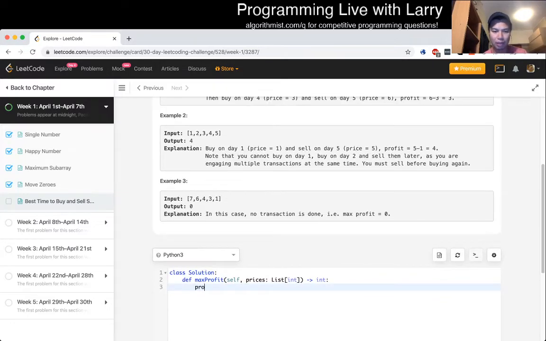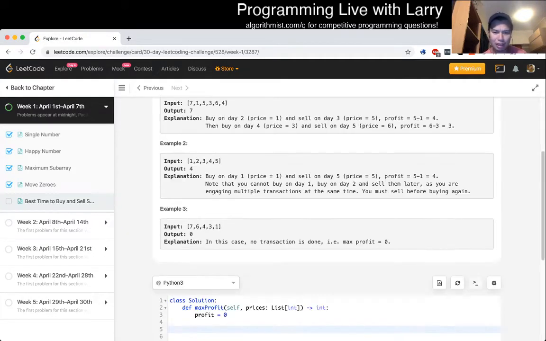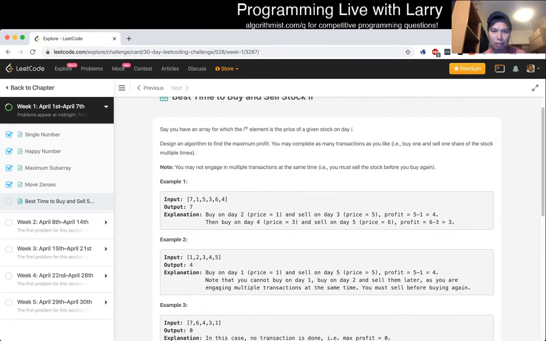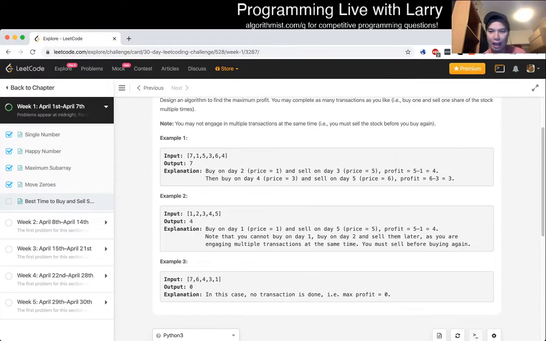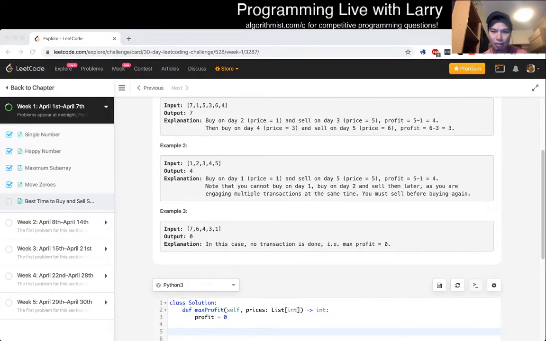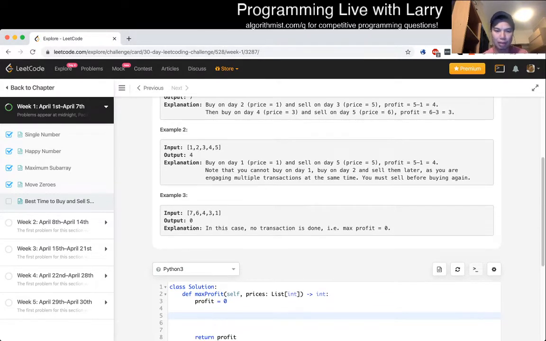Let's just say total profit is 0, and return profit. This feels a little ad hoc to me. I guess it depends on N as well. You could maybe do dynamic programming if you really want to, and maybe we'll get to that, but I think for now it's okay.